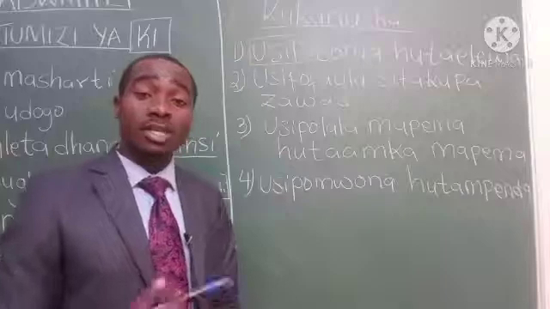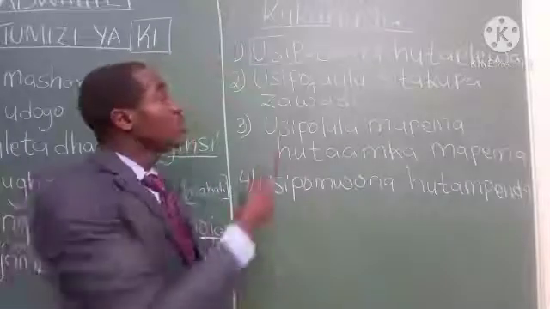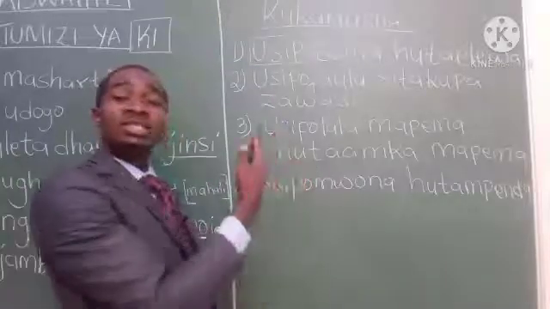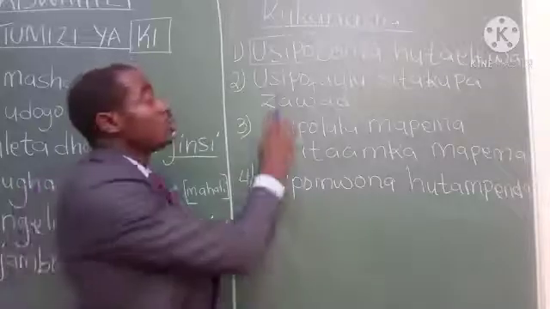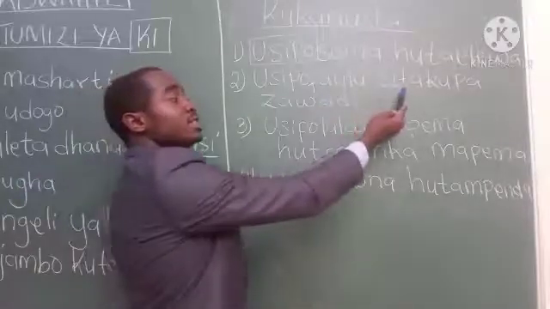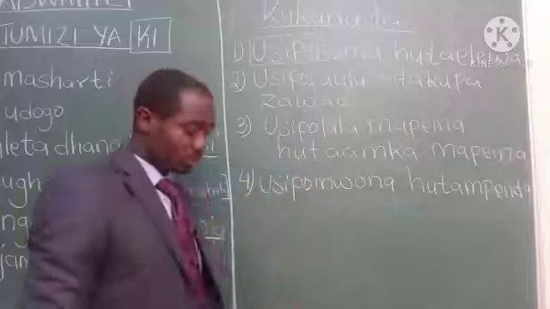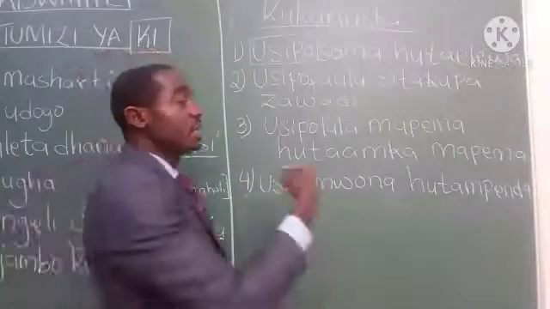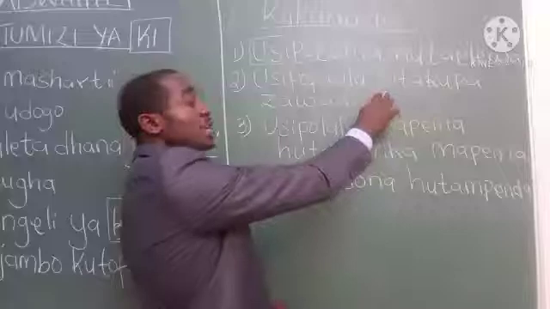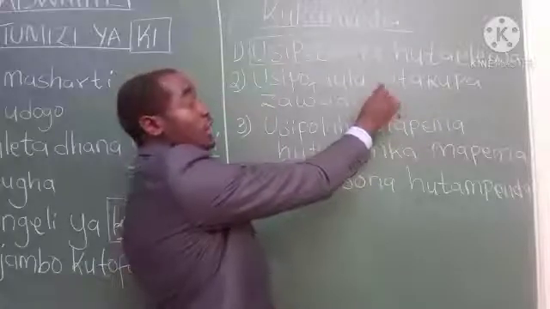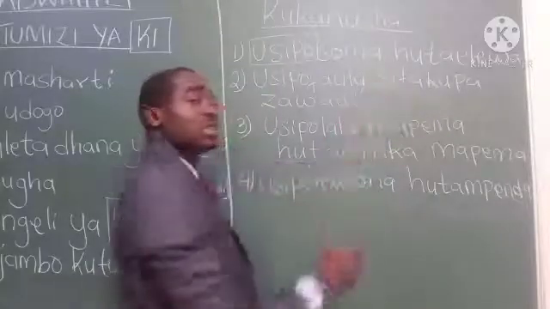So then the second sentence was ukifaulu nitakupa zawadi. So it will be usipofaulu sitakupa zawadi. You see, this one is negating ni. Here it was ni, nitakupa. Now here it will be si, sitakupa.